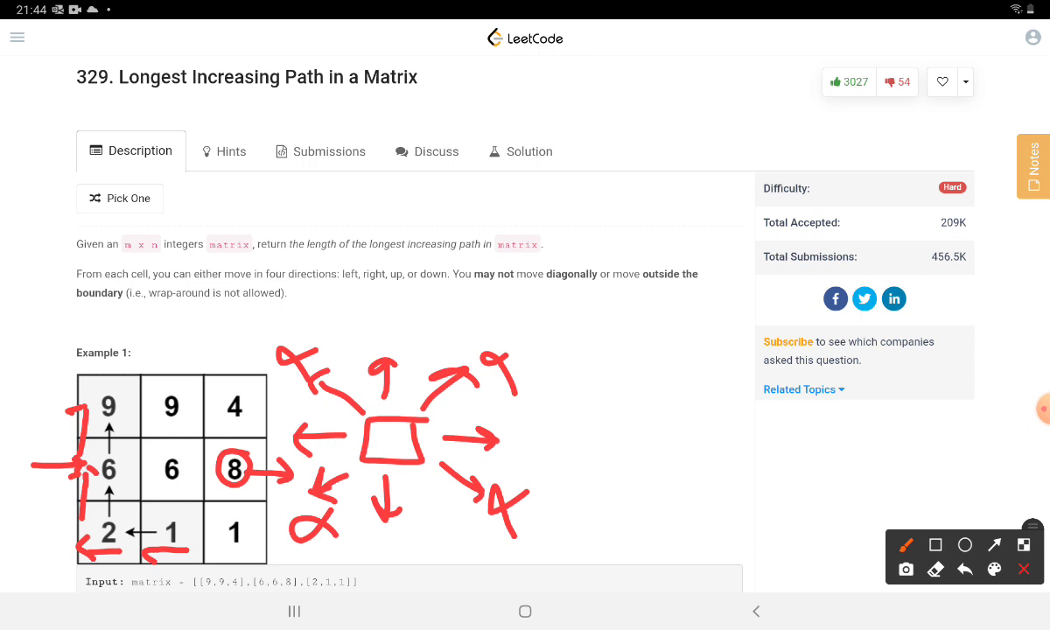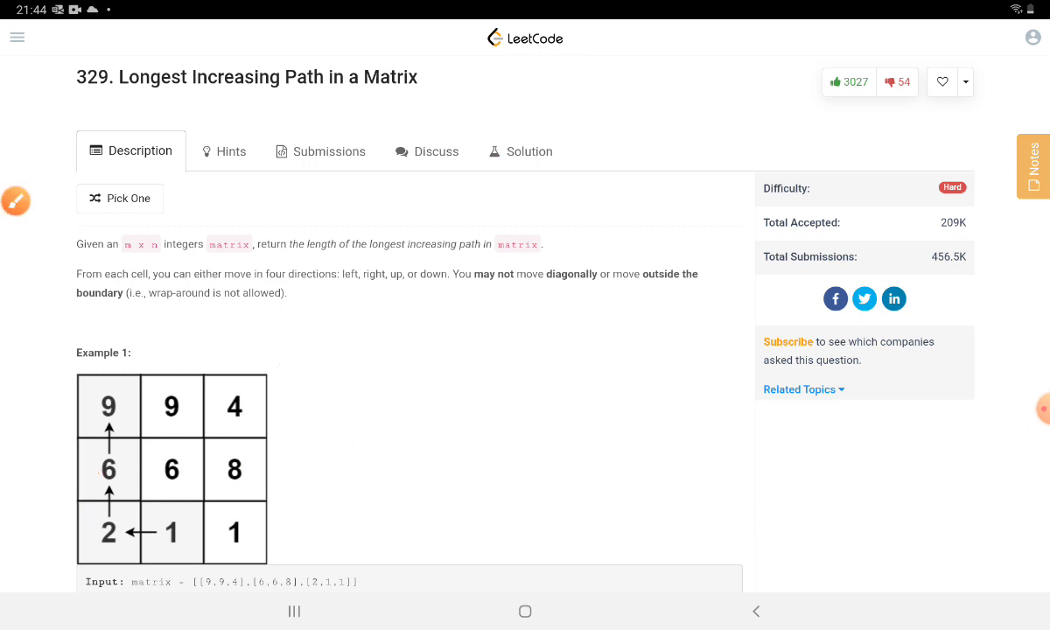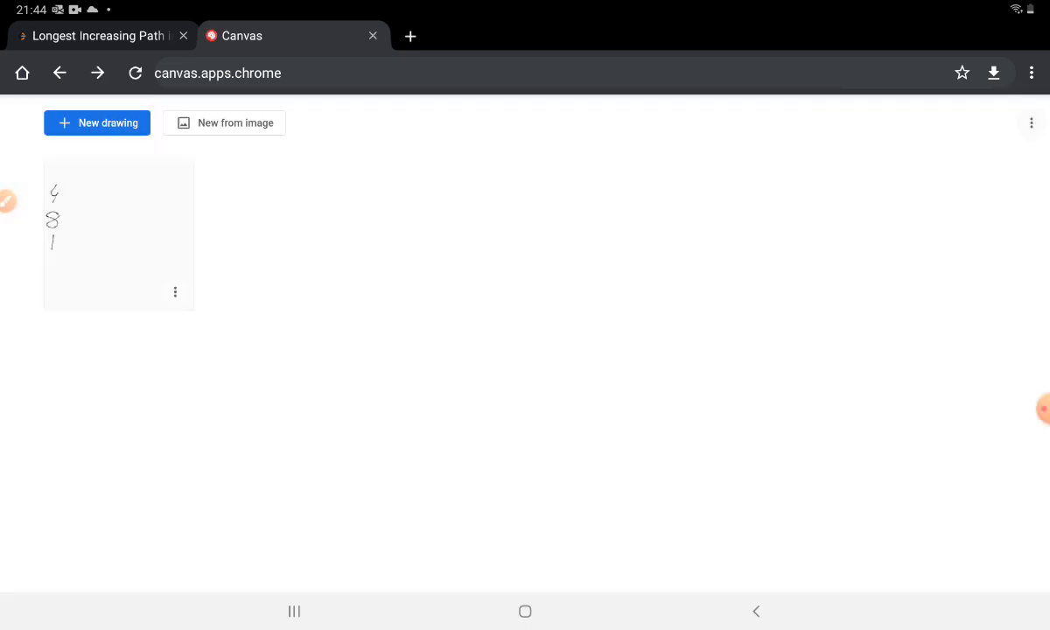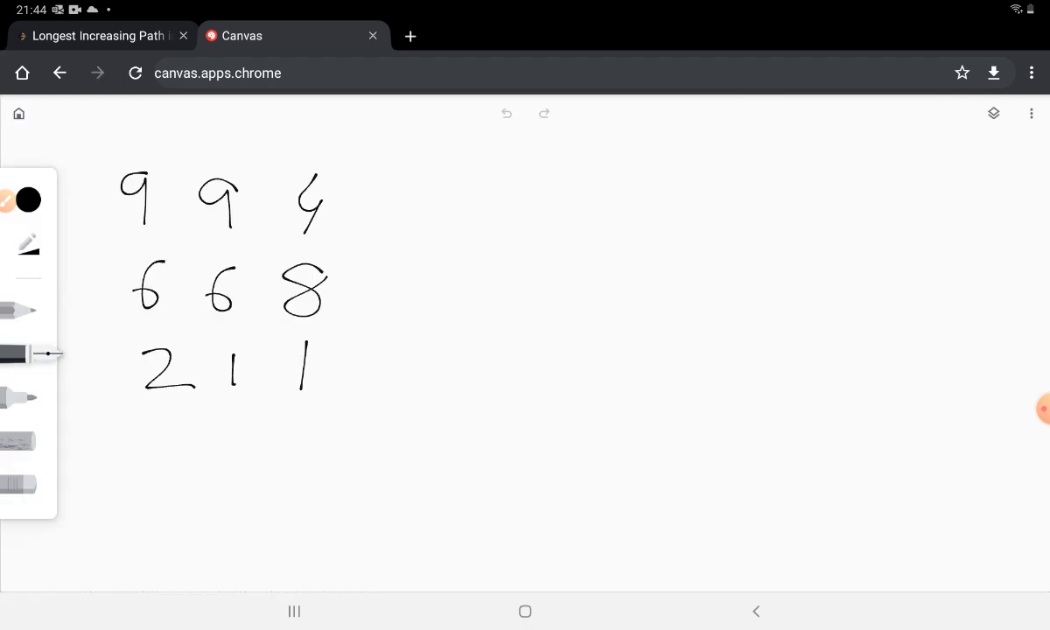So let's think, how can we go about solving this? Let me open up the canvas. Yeah, so this is the same input example which has been provided. One key thing to note over here is that it is only possible to move from a lower valued cell to a higher valued cell. So for example, if you are at 1, then you could only move to 2, right? Because it's a neighboring cell and it is a higher valued cell.